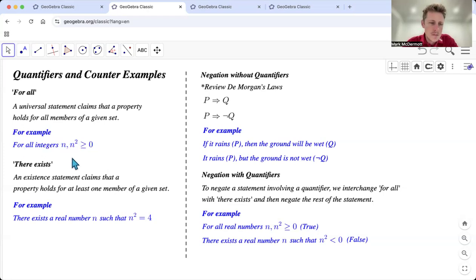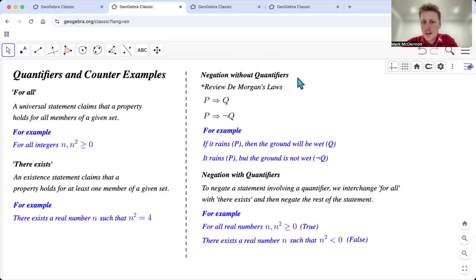Another quantifier we can have is the there exists, or an existence statement, that claims that a property holds for at least one member of a given set. So what we could say is there exists a real number n such that n squared equals 4. We're just making a claim that a property holds for at least one member of a set. I think you'd agree in this example that n could be positive 2 or negative 2.